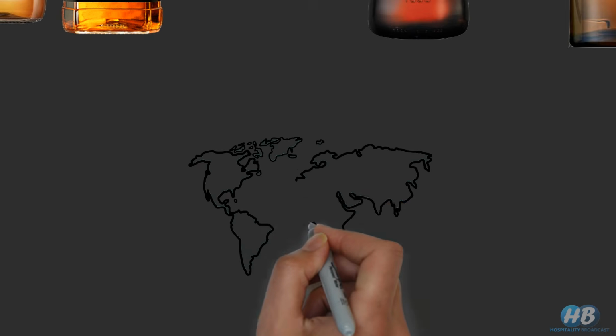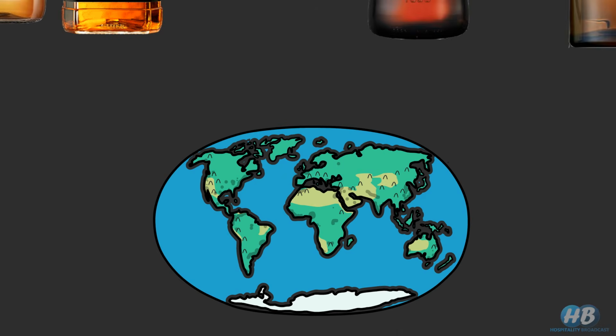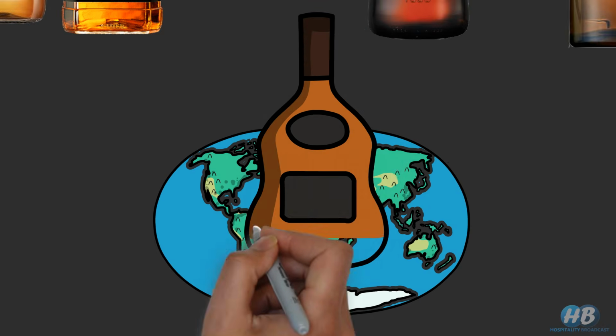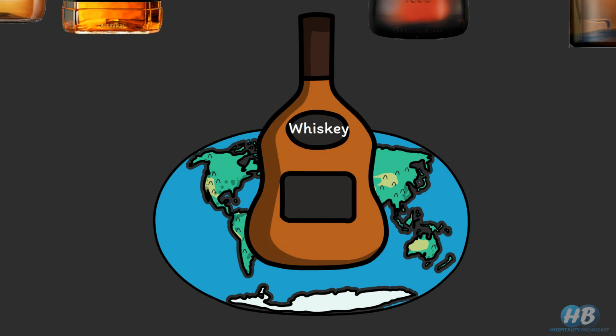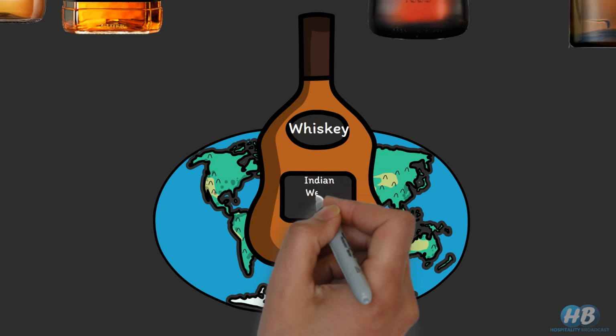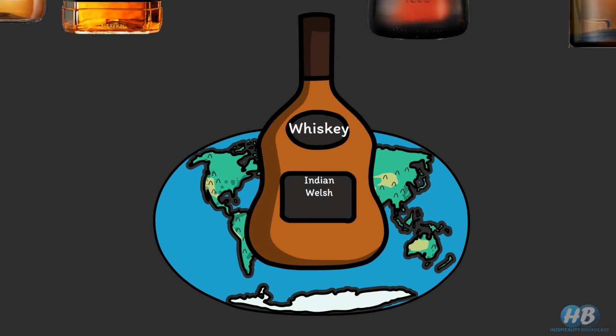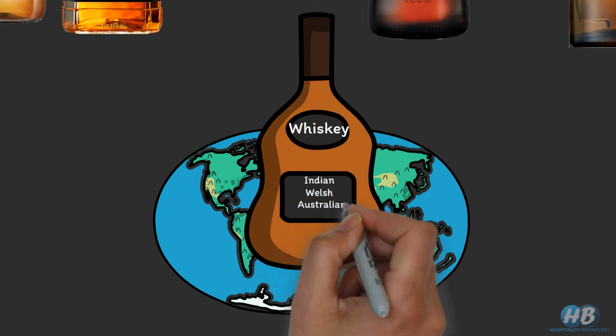Whiskies are produced in various countries worldwide, often influenced by local ingredients and traditions. These include Indian whiskey, Welsh whiskey from the United Kingdom, Australian whiskey, and more.